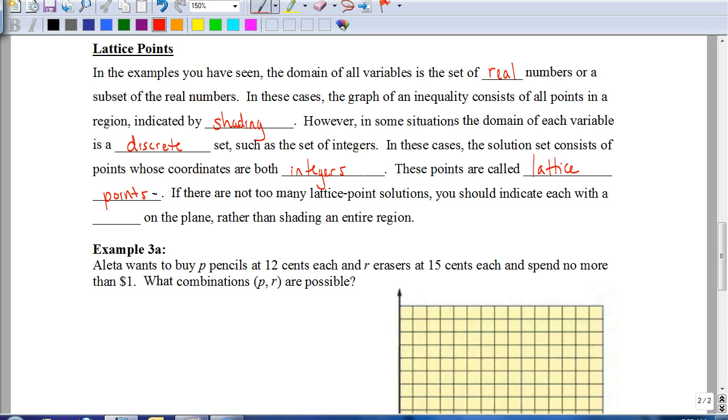If there are not too many lattice point solutions, you should indicate each with a dot on the plane rather than shading an entire region.